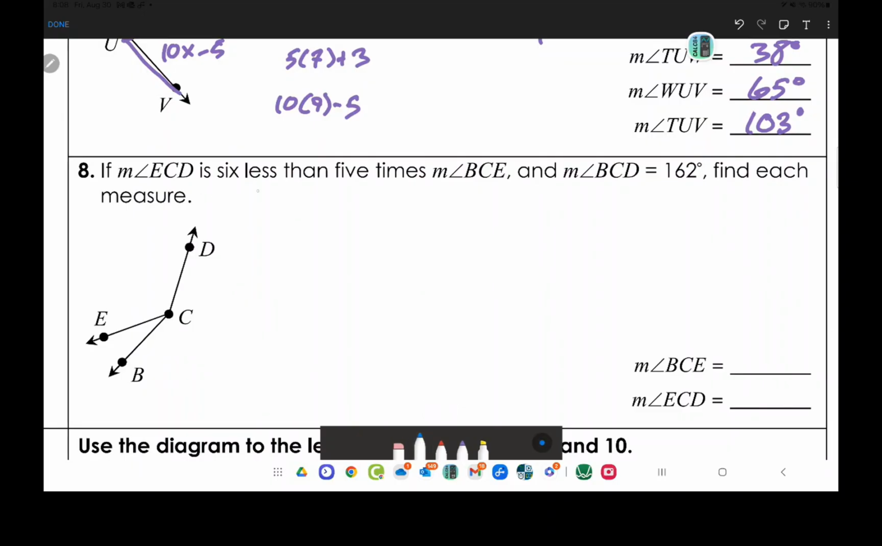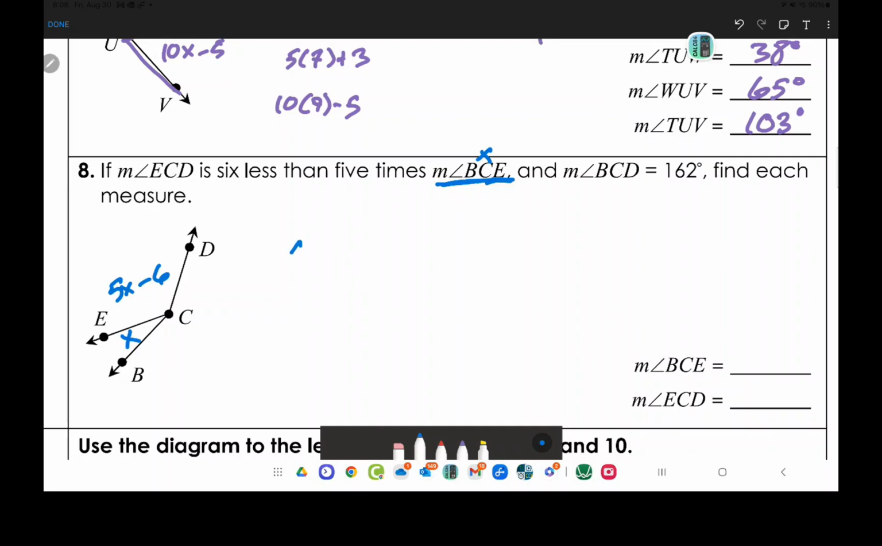Angle ECD is 6 less than 5 times the measure of BCE. BCD is 162 degrees. Now, in these cases, when they give you information about one object and no information about the other, the information of one object is based on the other, then the object they give you no information about is x. It didn't tell us anything about BCE. So BCE is x, which means ECD is 6 less than 5 times x. So 5x minus 6.